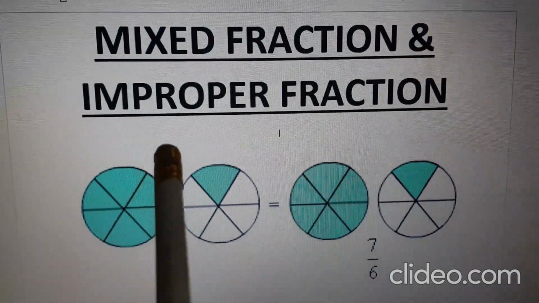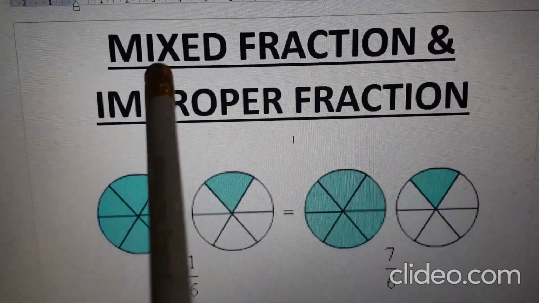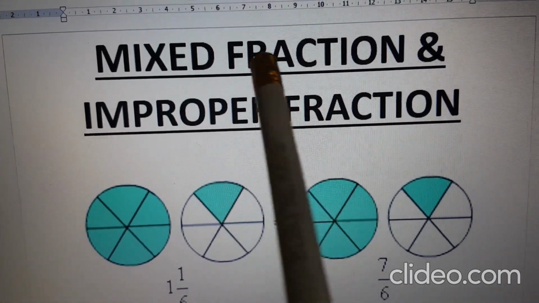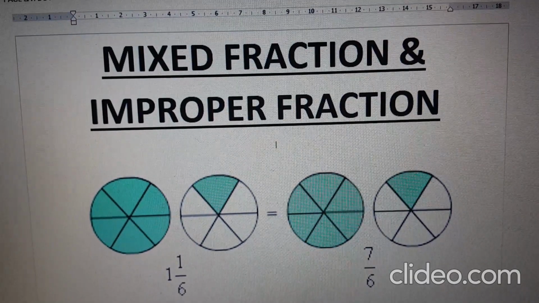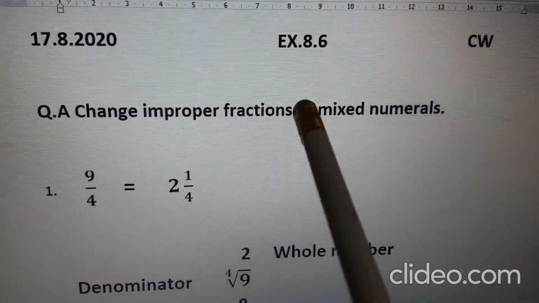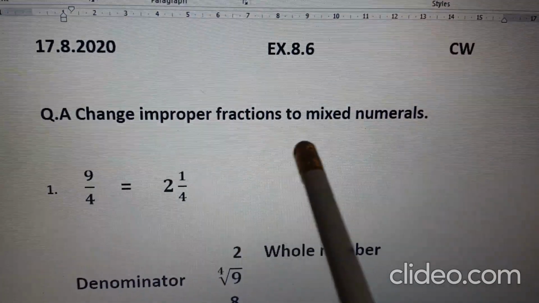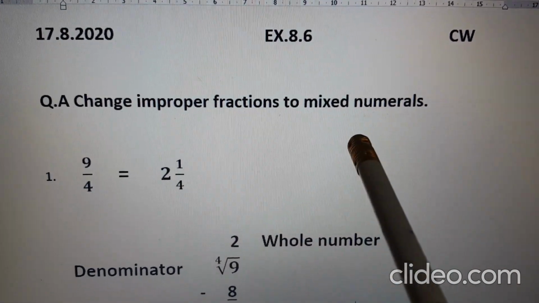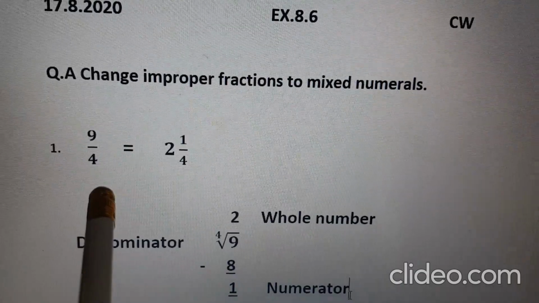So mixed fraction and improper fraction are interrelated and you can convert mixed fraction into improper fraction and improper fraction into mixed fraction. Now today we will do exercise 8.6 and question A is change improper fractions to mixed numerals. Improper fraction को आपको mixed number में change करना है. And the first part is 9/4.